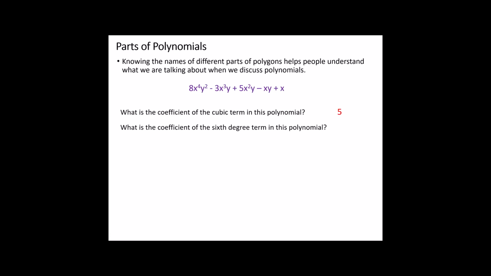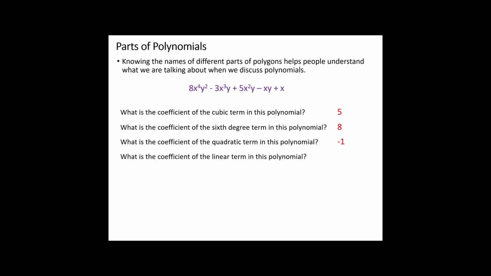But the sixth degree term, do you see that one? That's over here. 4 and 2 make 6. Your coefficient is 8. How about the quadratic term? Quadratic term, remember, means something to the second power. That's this one here. Notice x to the first, y to the first. That's a total of 2. It is -1. What's the coefficient of the linear term?